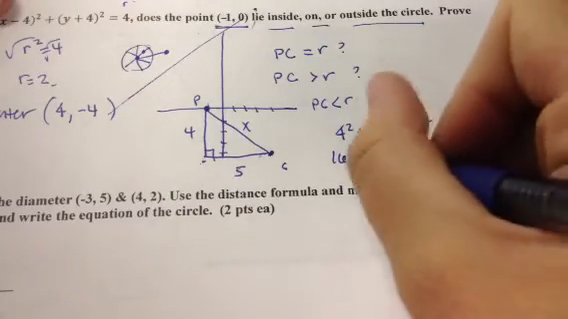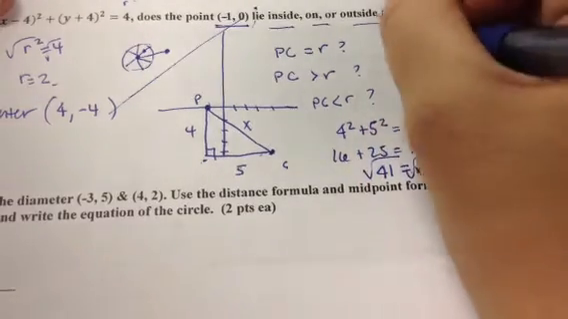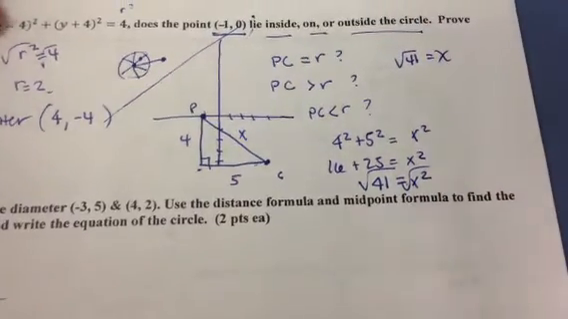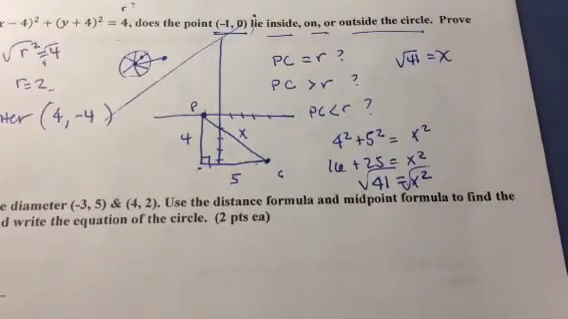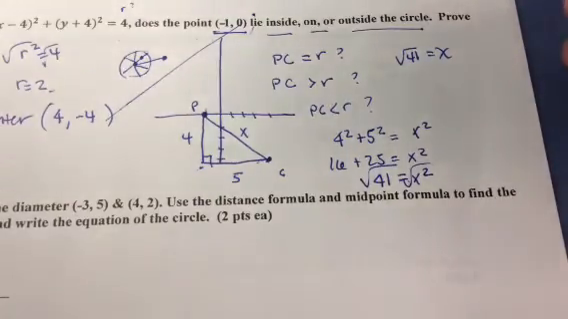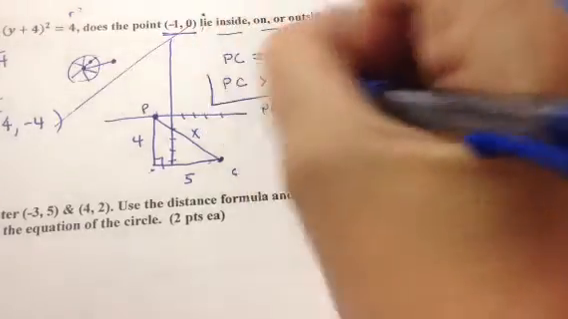And so the square root of 41 is equal to x. And you ask yourself, is that number more than 2, equal to 2, or less than 2? Hopefully that's obviously more than 2, because 2 squared is 4, and 41 is a lot bigger than 4. In fact, if you plug that in your calculator, that number is around 6.4.